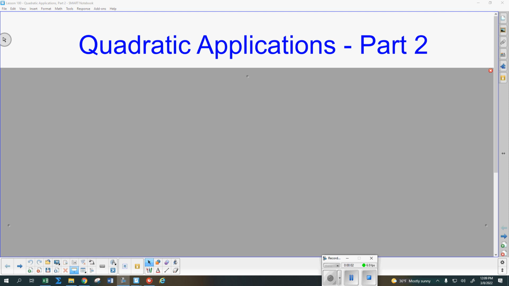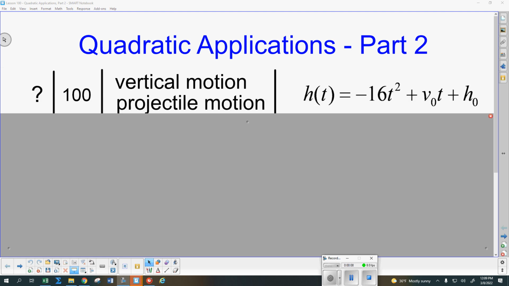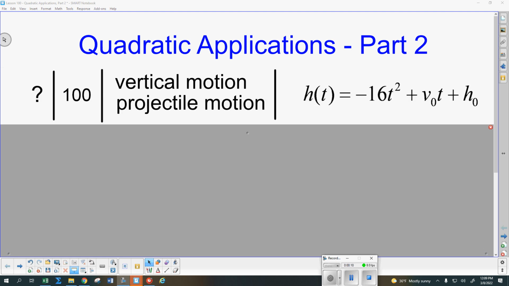Today we continue looking at our quadratic functions and our parabolas with part 2 of quadratic applications. And today we are going to talk about vertical motion. In the real world, when you shoot a cannon, or as we'll see in one of our examples, Punkin Chunkin catapult or cannon or something, it's going up and it's going out.